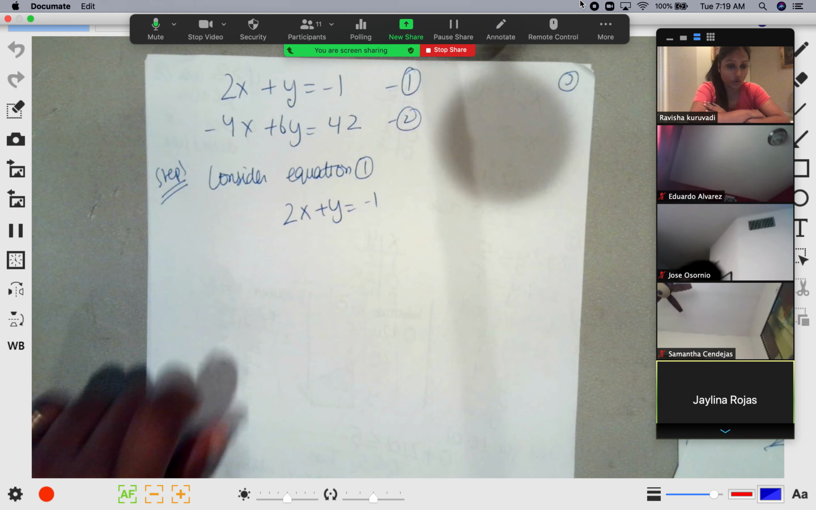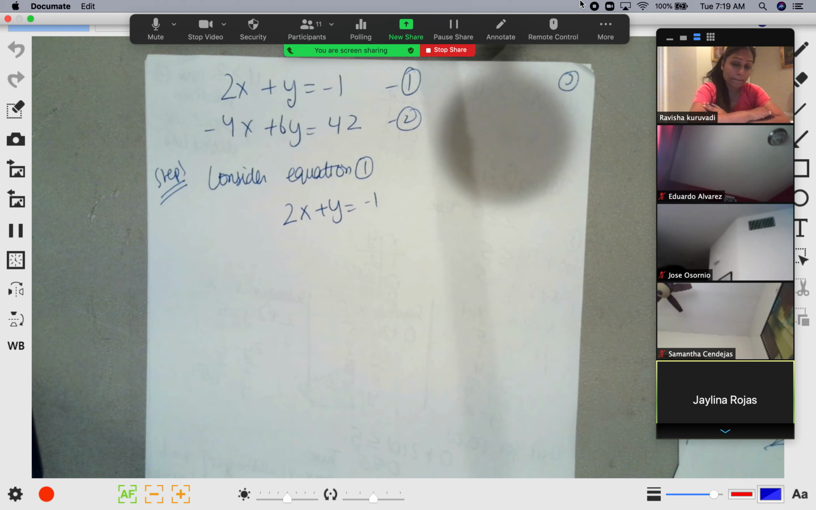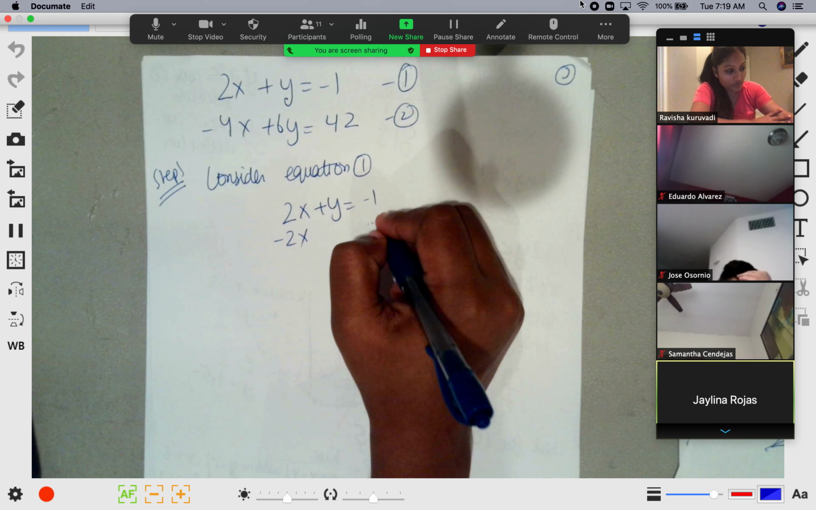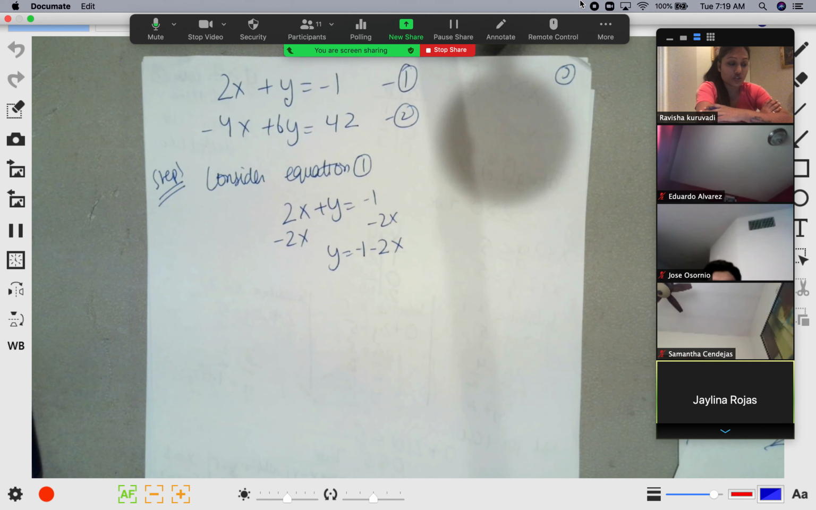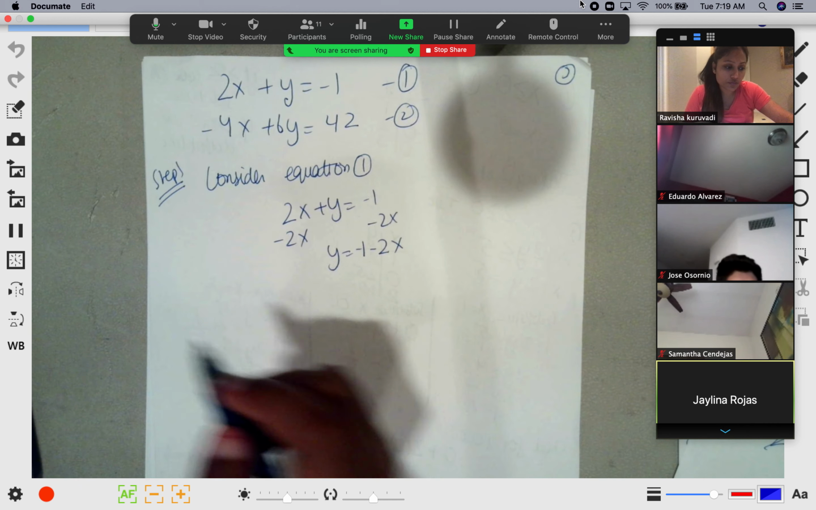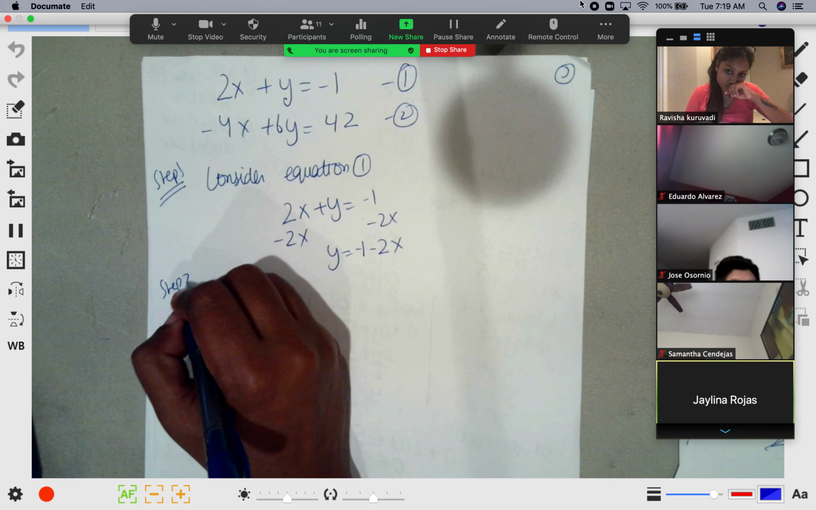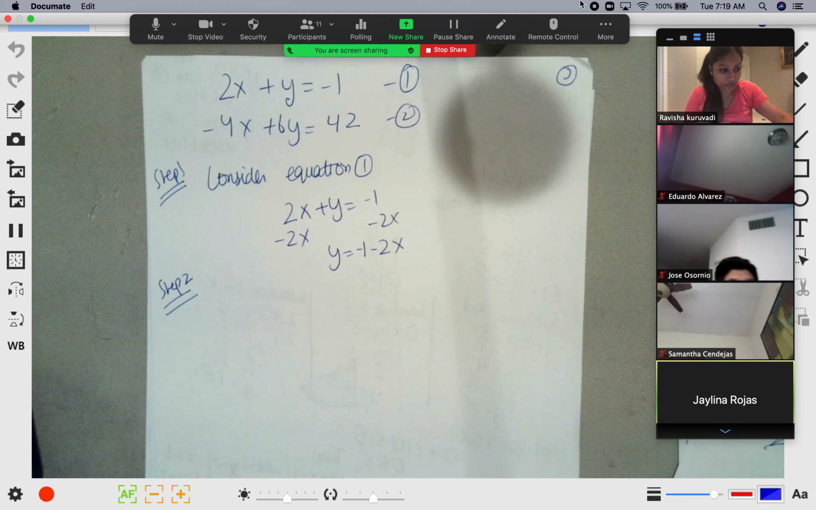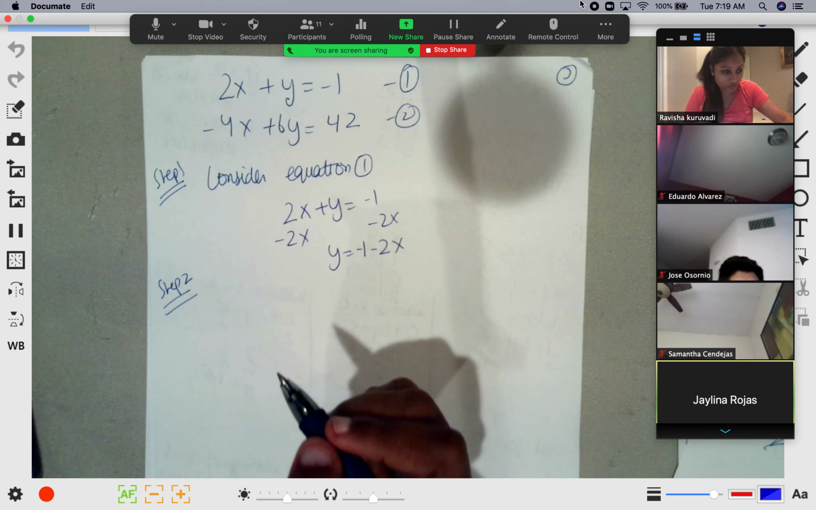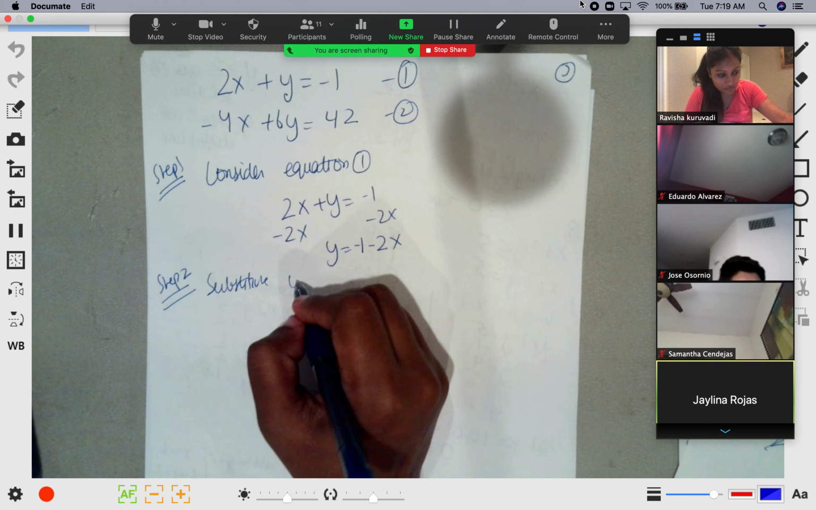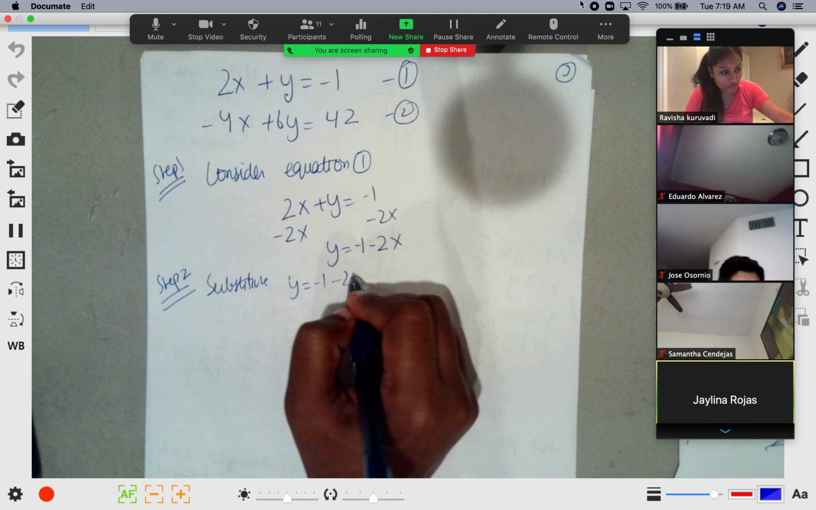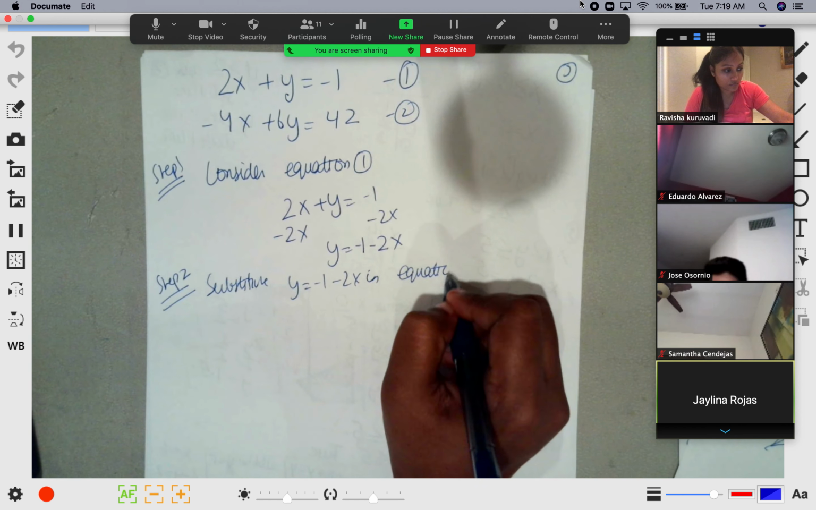And you said you're going to solve for y. How do you solve for y? I'm going to subtract 2x from both sides. Correct. So I will have y equals negative 1 minus 2x. Absolutely correct. What's your step 2? My step 2 is that I'm going to plug in negative 1 minus 2x in the second equation. So it'll become negative 4x plus 6 times negative 1 minus 2x equals 42.